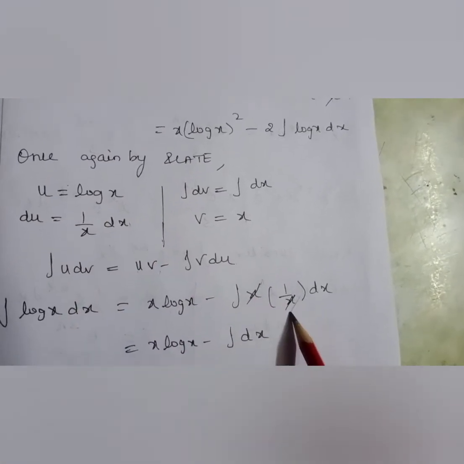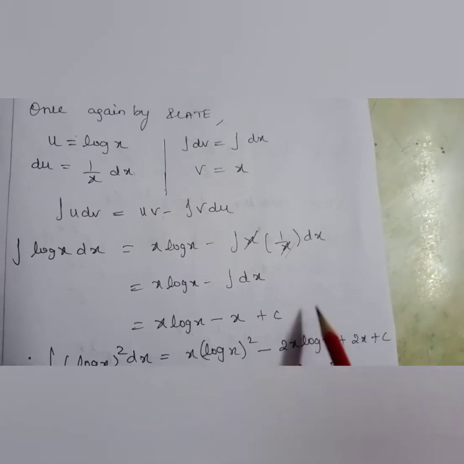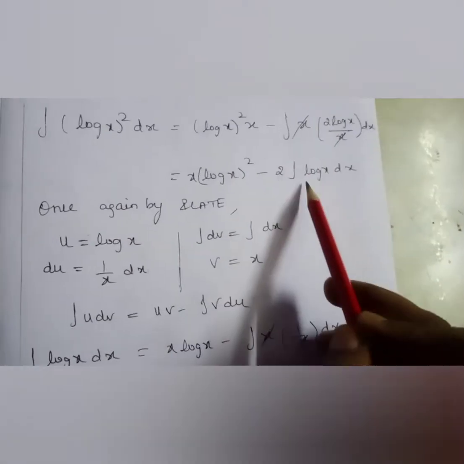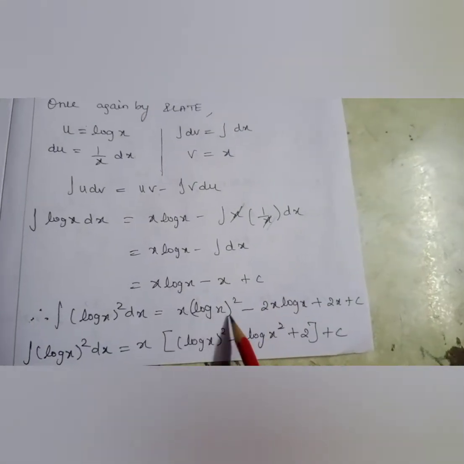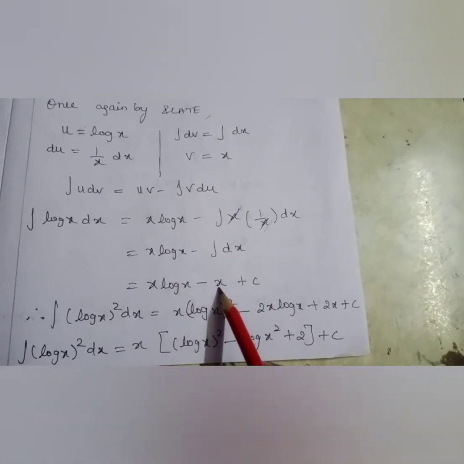So x and x will get cancelled, so dx alone. So integration of dx is x. So this answer, I will fill it up over here after the 2. So I am getting x log x the whole square minus 2 into this part, that is x log x minus x plus c.